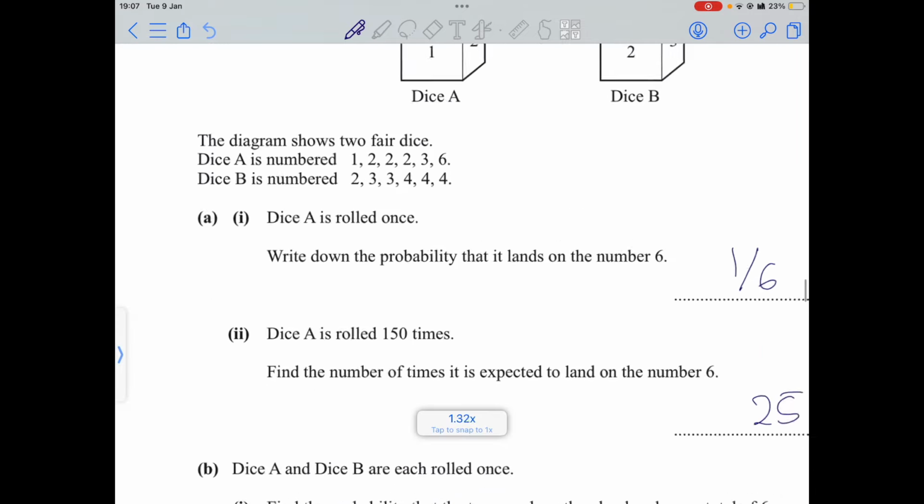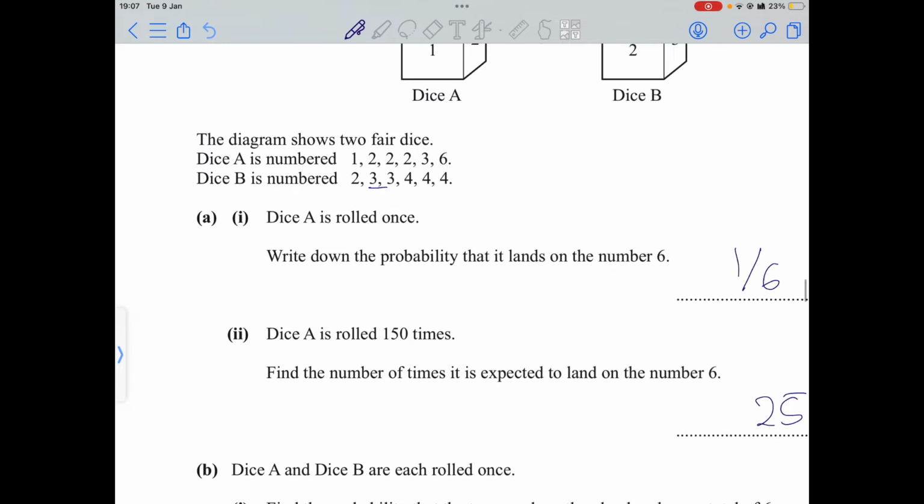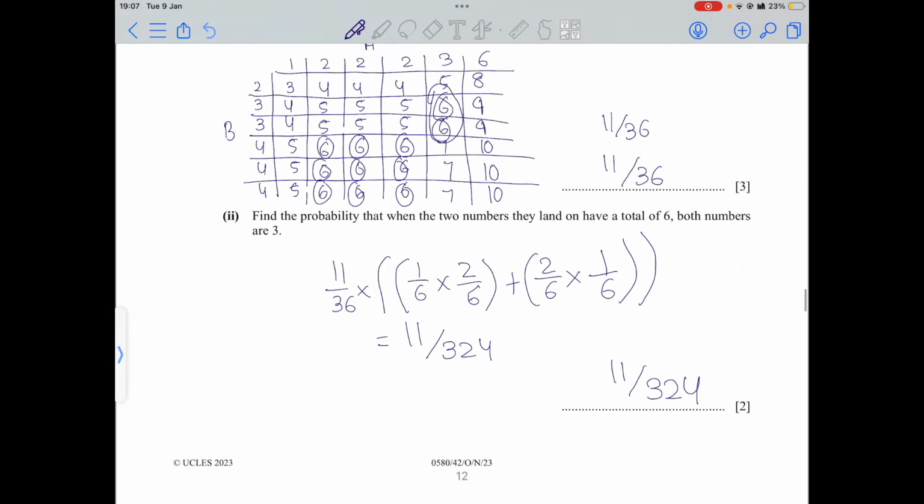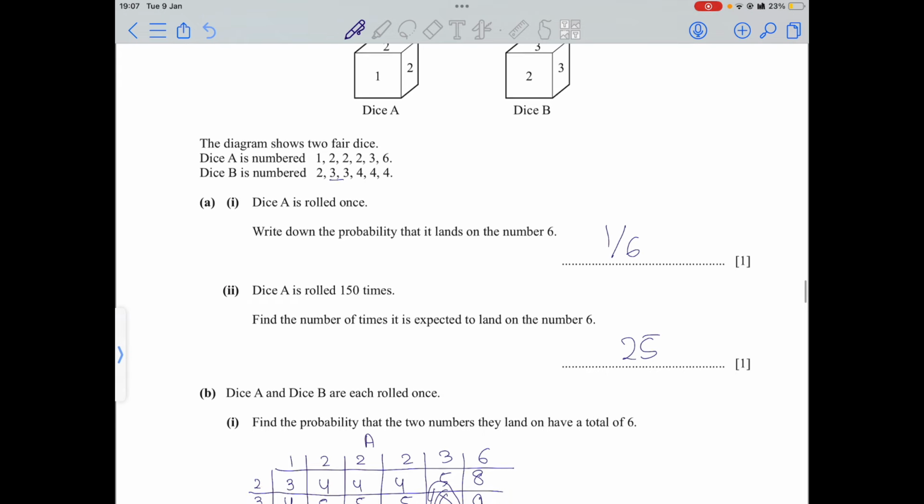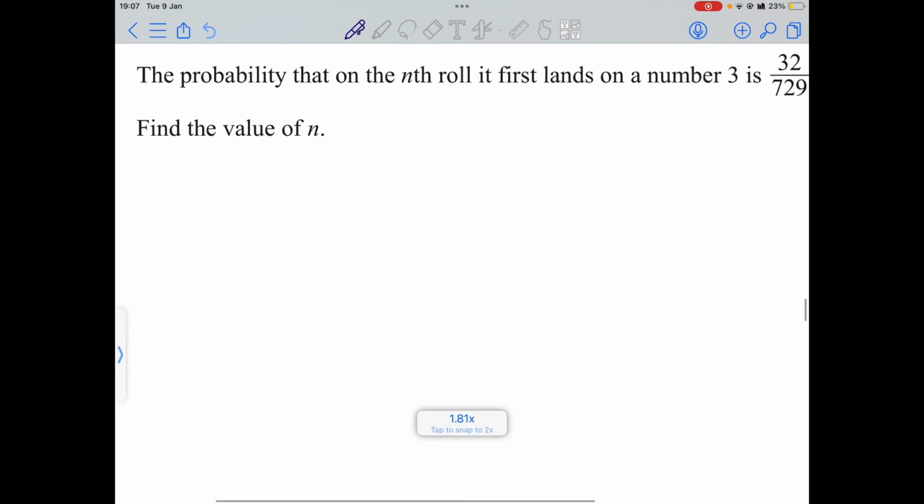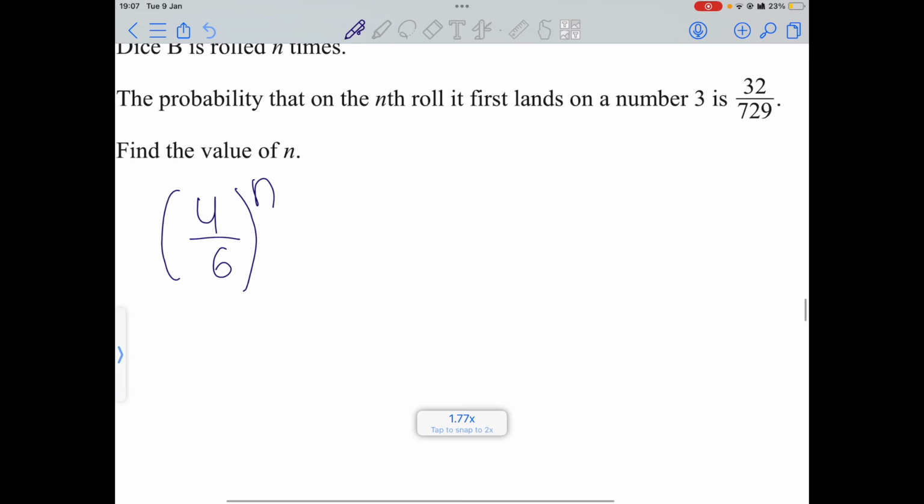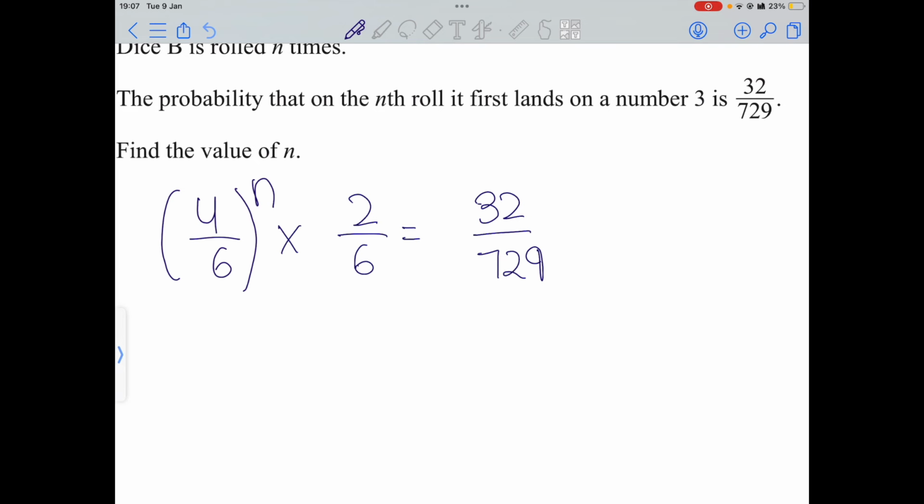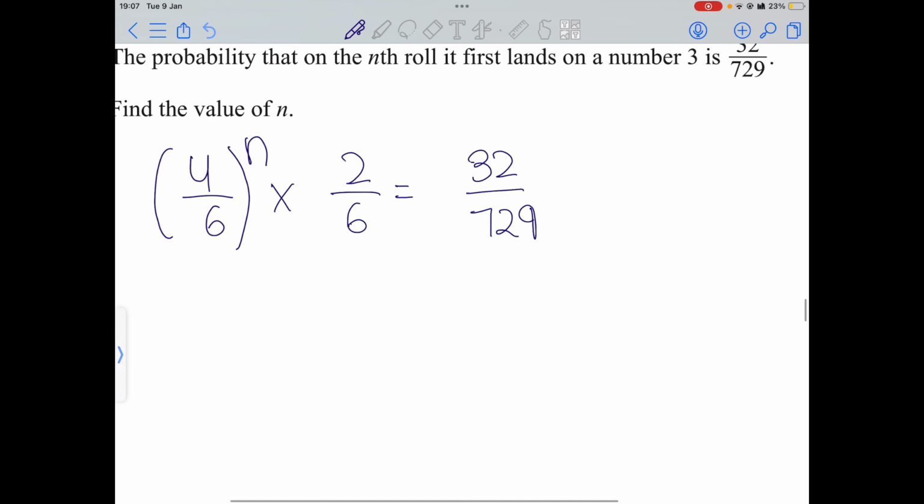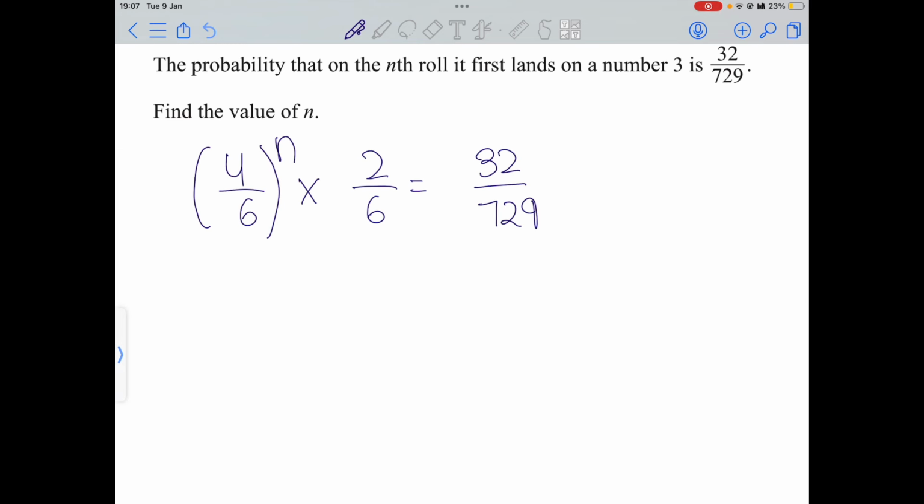How many 3s does it have? It basically has 2 3s. So 4 out of the 6 numbers are not 3. So you have 4 out of 6 raised to n, since you do not know how many times it would occur, times 2 out of 6, which is 32 over 729. Why I've done this is that on the last roll we want a number 3, but until then we don't want a number 3, although we don't know how many times that will take.